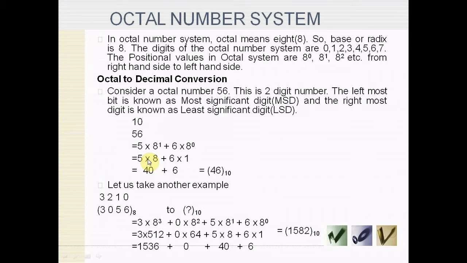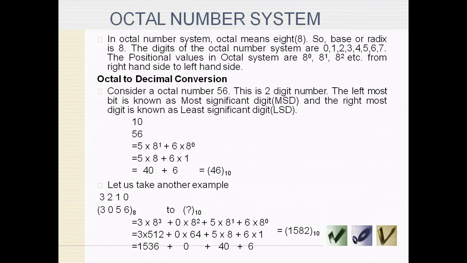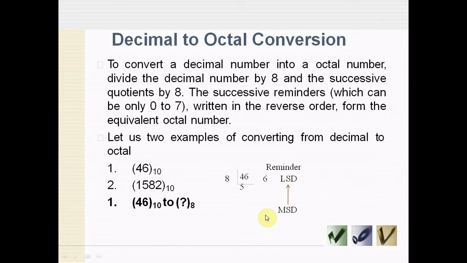So we will multiply 5 with its position value, that is 8 to the power 1, plus 6 into 8 to the power 0. After writing it, we will calculate the value, and after calculating we will get 46. 46 is the decimal number of that octal number. In such a way, we can convert any octal number into a decimal number.